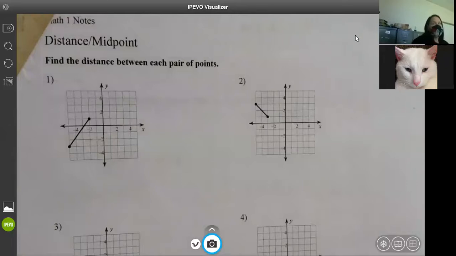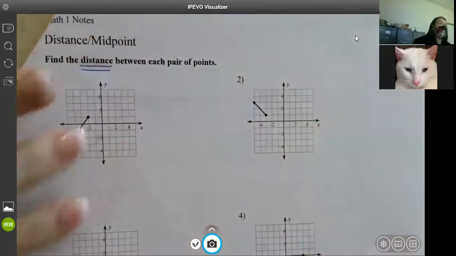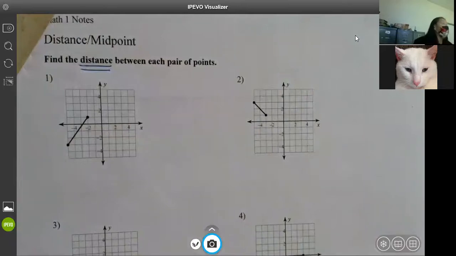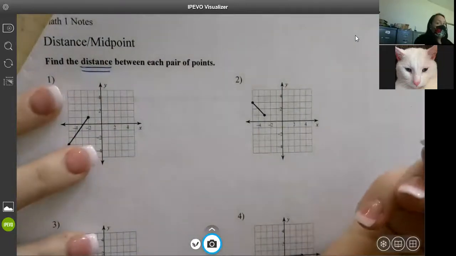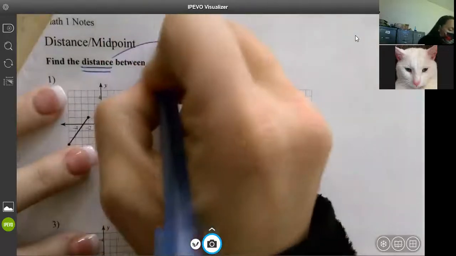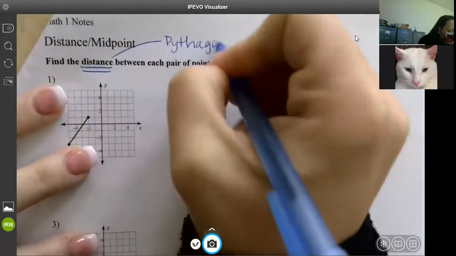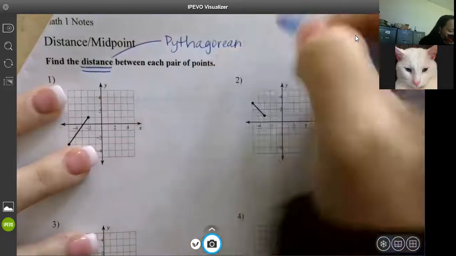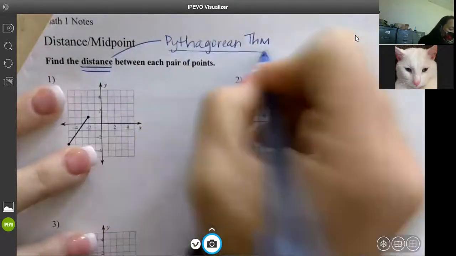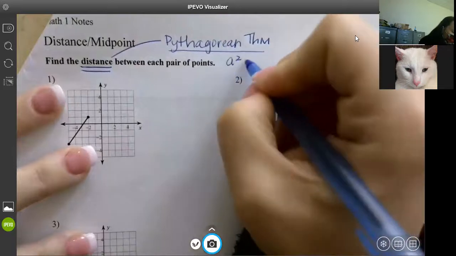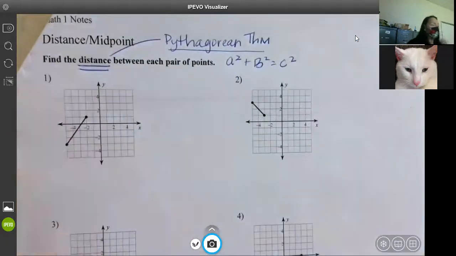All right, distance and midpoint. Find the distance between the pair of points. Just make sure, Ms. Walter said when you're doing your EDIA assignment today, to know what they're asking for. This one is asking for distance. So the way that we do distance is we do the Pythagorean theorem. And if you guys don't remember what that is, you will as soon as I write it. We do a squared plus b squared equals c squared.